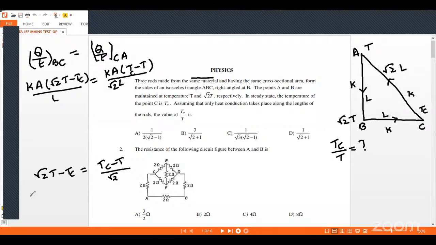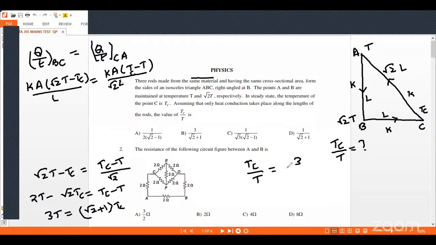Upon calculation, we'll get root 2 Tc equal to Tc minus T. So 3T equals root 2 plus 1 times Tc. Correspondingly, Tc by T equals 3 by root 2 plus 1. Is it fine? Okay, now that is option B.